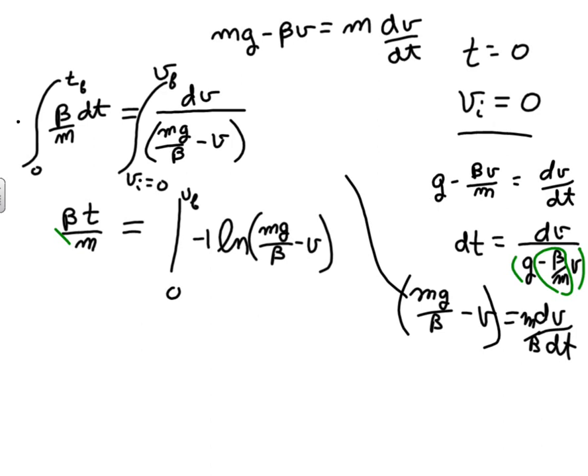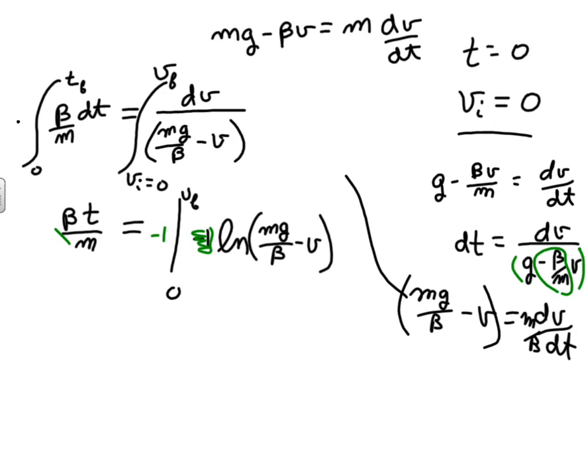All right. Now, let's evaluate it by sticking these numbers in. Okay? So this is negative 1. The negative 1 can go on the outside here. And then let's evaluate the natural log of, in parentheses, mg over beta minus v for v final, and then minus, and then put 0 in for v.